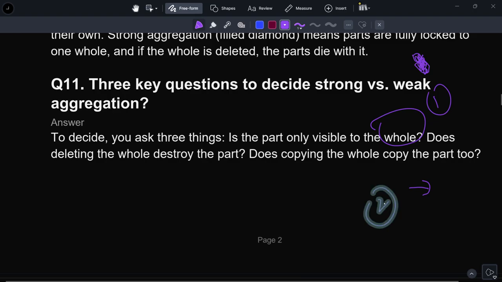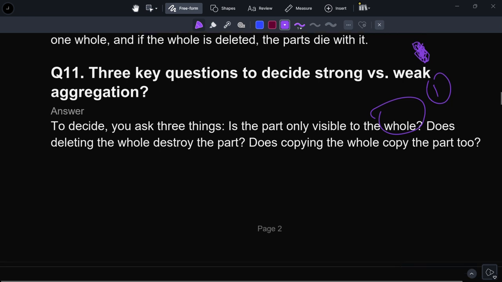Third, propagation. Does copying the whole automatically copy the part too? If yes, making a duplicate of the parent requires duplicating the inner children as well. So if the bank orders an exact duplicate copy of the ATM model, the new machine also comes with its own cash dispenser unit inside of it. So if the answer to this question is no, meaning the part is shared and can survive on its own, existing independently, then you can use weak aggregation in that case.